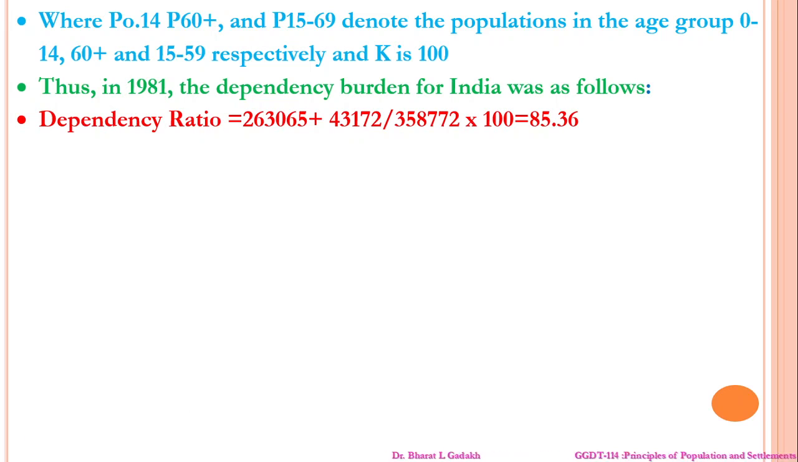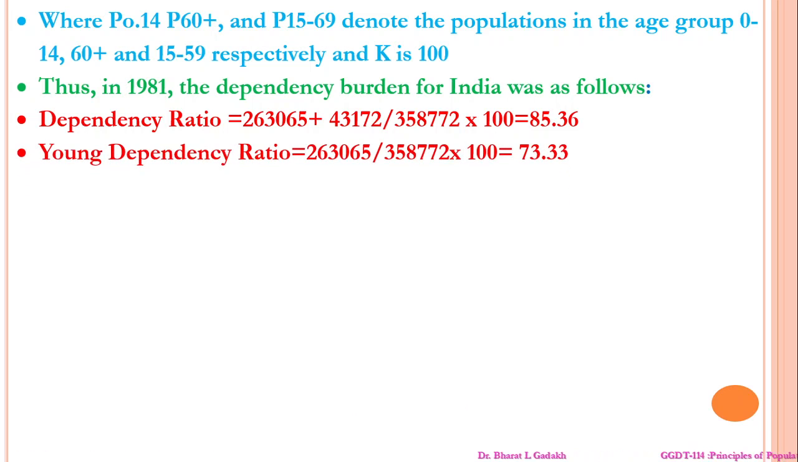The dependency ratio is calculated with the following formula. For example, in 1981 India had around 2,63,065 in the 0 to 14 age group, plus the above 60 or 65 age group population of 43,172, divided by the working population of 3,58,772 and multiplied by 100, which is around 85.36. This is very important for discussion.